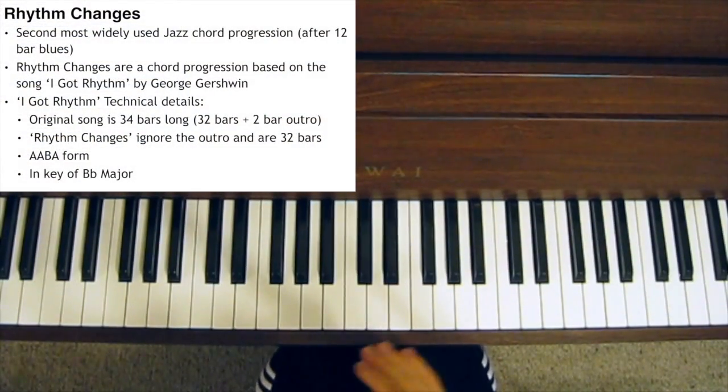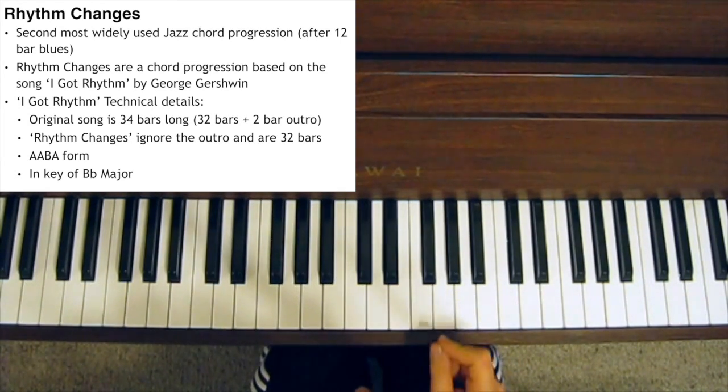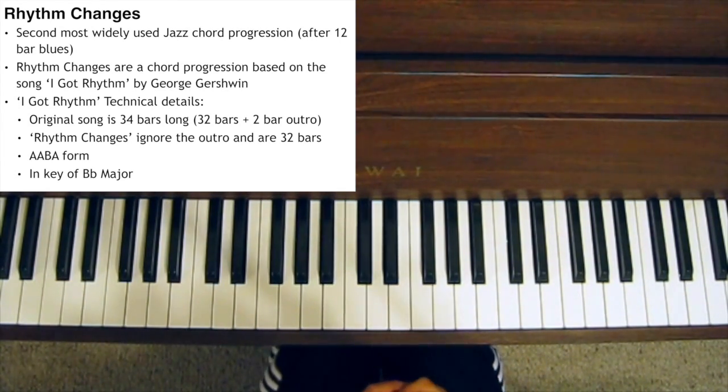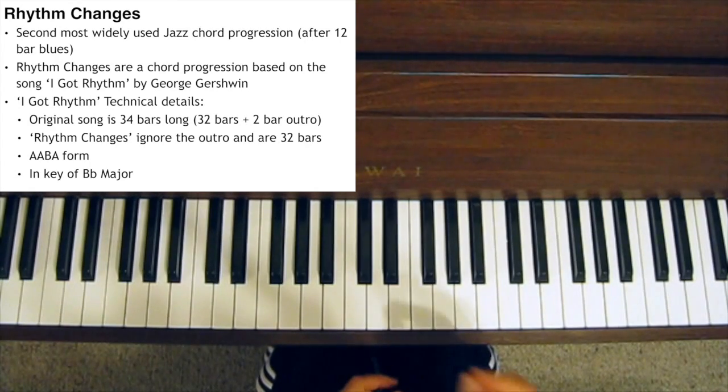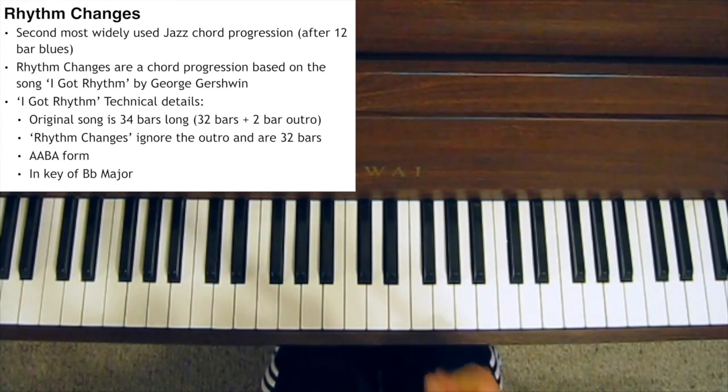Guys, by far the most widely used chord progression in jazz is the 12-bar blues. And the next most widely used chord progression in jazz is rhythm changes. Now, rhythm changes are a set of chord changes based on Gershwin's song, I Got Rhythm.